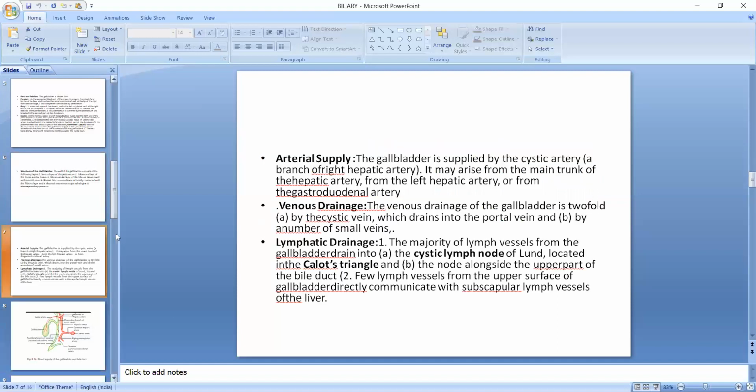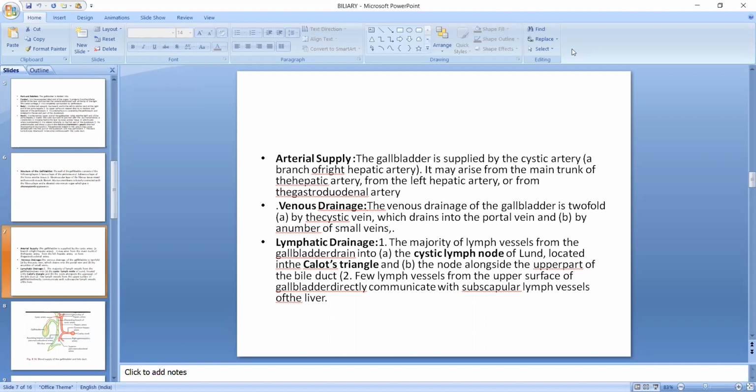Arterial supply: the gallbladder is supplied by the cystic artery. It may arise from the main trunk of the hepatic artery, from the left hepatic artery, or from the gastroduodenal artery.